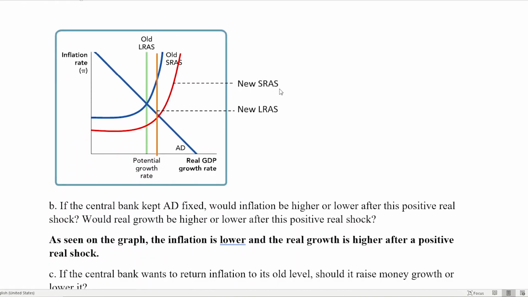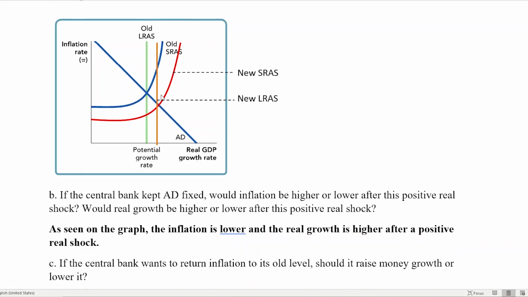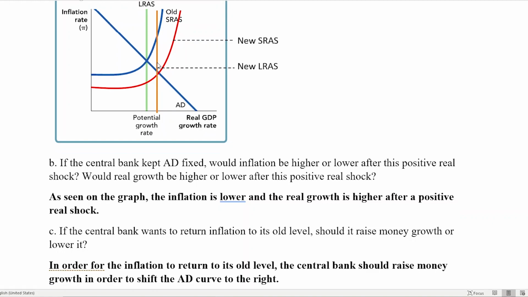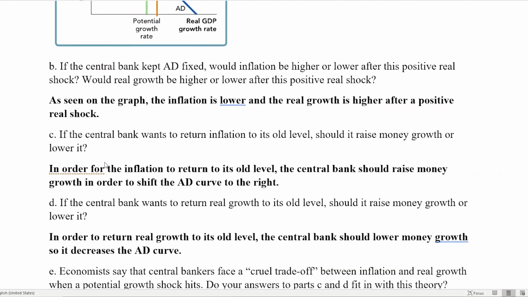Question 3, we see this new short run aggregate supply and long run aggregate supply curves shifting to the right, and the inflation rate is lower and the real growth is higher. As you can see, it goes from there to there, so that's lower inflation and higher growth rate.